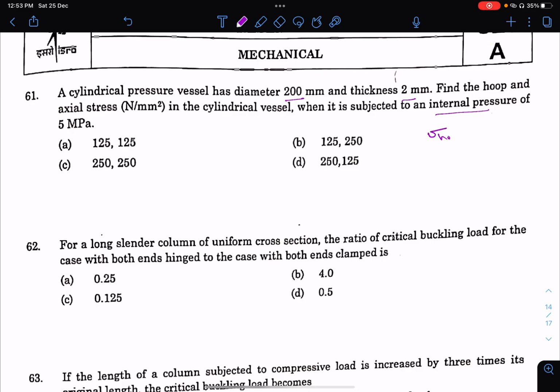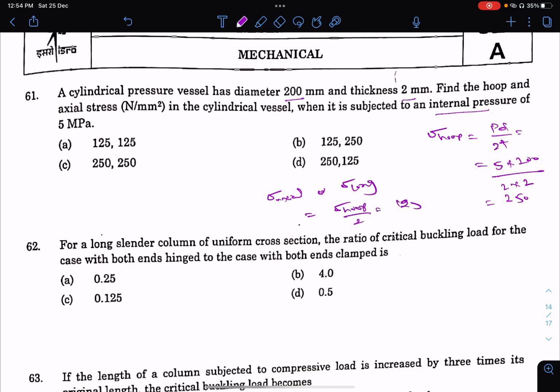So sigma hoop we know is PD upon 2T. That will be maximum in the cylinder. So 5, diameter of the cylinder is 200, upon 2 into thickness of the cylinder is 2 mm. So this will come out to be 250. And sigma axial, or we also call it longitudinal stress, that will be half of sigma hoop. So that comes out to be 125. So the correct answer is D.